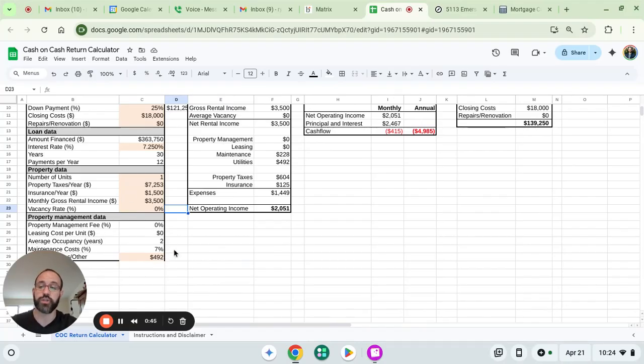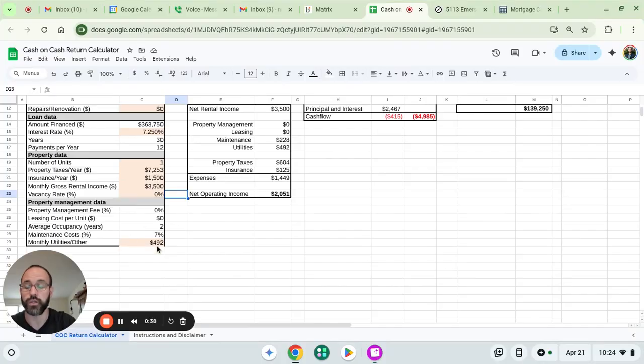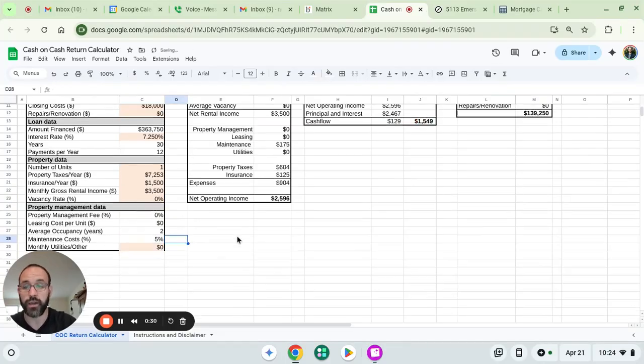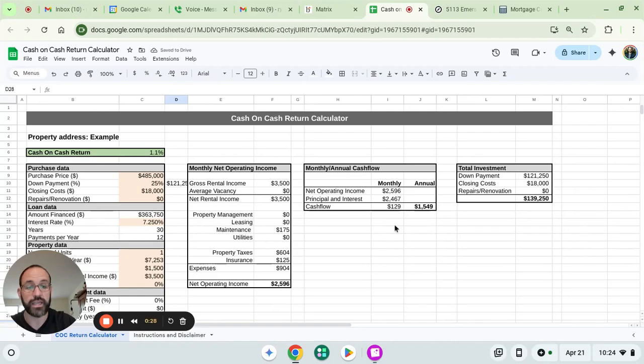If you wanted a property manager, you could hire one who's going to be probably about 8% of the monthly rent. Your average occupancy is 2 years, hopefully. You're looking for a 2-year lease. Maintenance costs, I think we're going to put that at 5%. And monthly utilities are 0 because they're going to be paid by the tenant. So we're looking here at an annual cash flow of $1,549 or $129 monthly, leaving you a cash on cash return of 1.1% on your total down payment of $121,250.